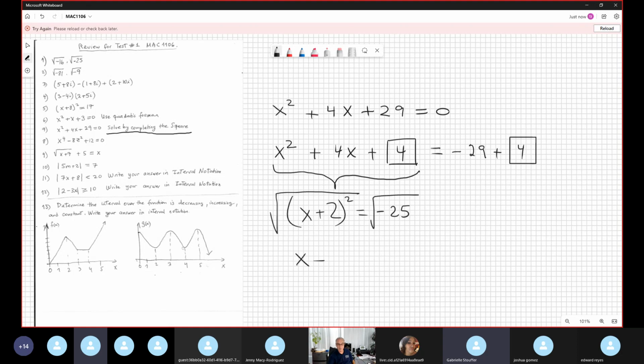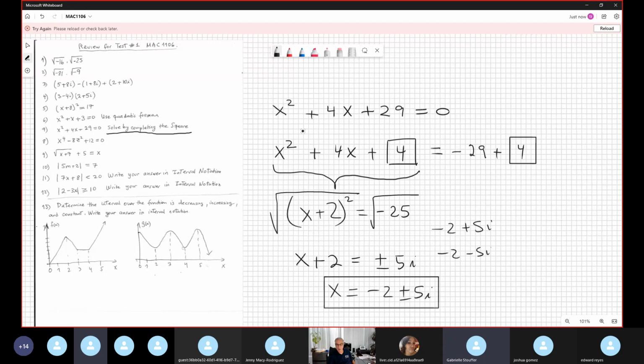x plus 2 is equal to plus or minus. Don't forget plus or minus 5i. Therefore, x is equal to minus 2 plus or minus 5i. Final answer. In this case, complex solutions, and complex solutions always come in a pair of conjugates, plus or minus. Actually, it's minus 2 plus 5i, and minus 2 minus 5i. Conjugates.